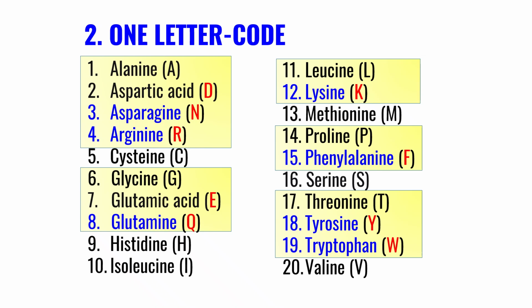So this is the nomenclature using the one-letter code word. The one-letter code word and three-letter code word are commonly used to write or represent the amino acid sequence of a peptide or protein. So they are very important to know.